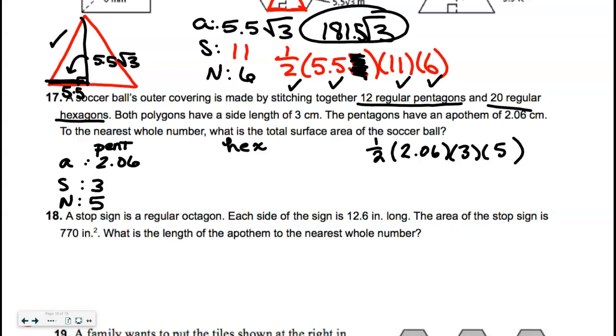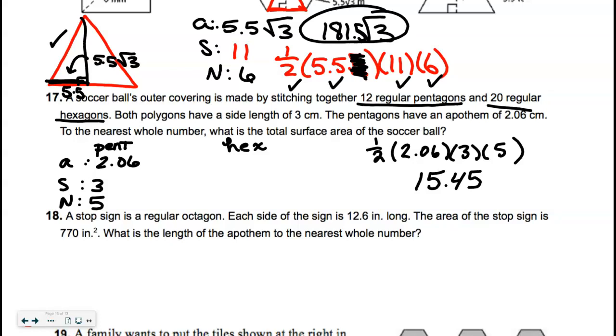This one's kind of a lot of work, so you can be glad I did. What did you get, Parker? All right, you got 15.45. That's 1 pentagon that they're going to stitch. How many did it say they're going to be stitching on there? I'm not looking at it, so you got to read it. How many pentagons are there? 20. Awesome, you guys are listening.